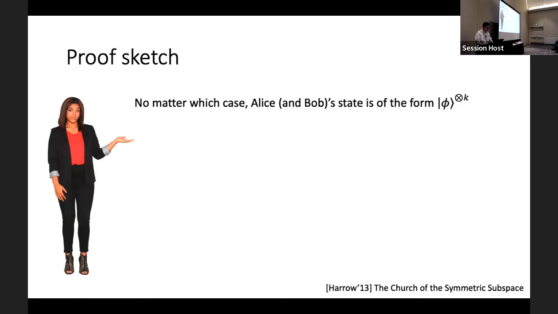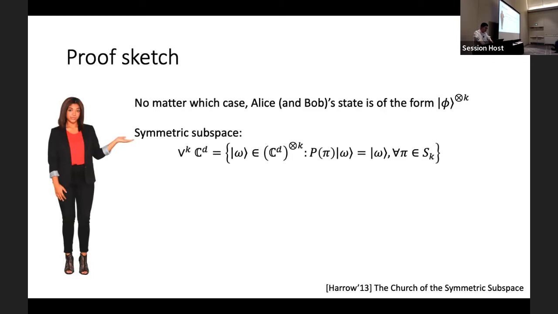So these states are special in the sense that they belong to the symmetric subspace, which is defined as the set of states that are invariant under any permutation across the k subsystems. So an alternative definition of the symmetric subspace is the span of the states of the form phi tensor k. So it's obvious that the second definition is contained in the first definition, but they're actually equivalent. So the equivalence of the two definitions is non-trivial, and we refer to this paper by Aram Harrow for a proof.